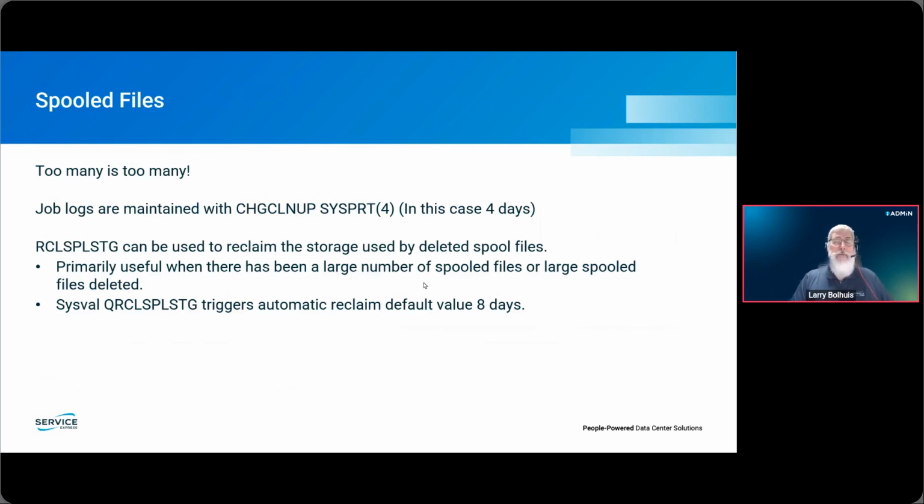Now you can run into some issues if you have a system with a very large number of jobs that run through it, because those spool files, if they're connected to a job, are then consuming a job control block. But if you put those output queues in an independent ASP, then you don't have that issue. A big offender in some systems is job logs, right? And you maintain those with the cleanup parameter. So if you run change cleanup and specify 4 for system printout, those will be cleared out after 4 days. Okay.